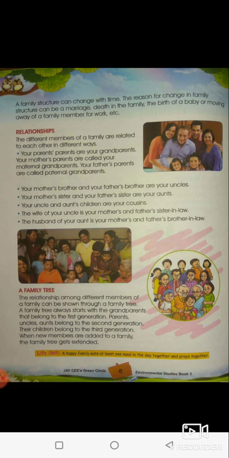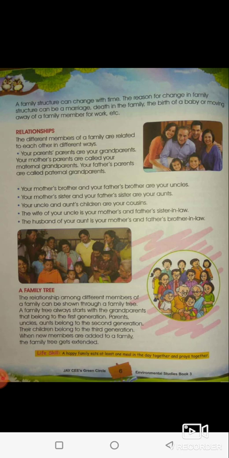Your mother's brother and your father's brother are your uncles. Okay, your mother's sister and your father's sister are your aunts. Your uncle and aunt's children are your cousins. Your uncles and your aunts, their children, their kids are your cousins. The wife of your uncle, that is your aunt, is your mother's and father's sister-in-law.